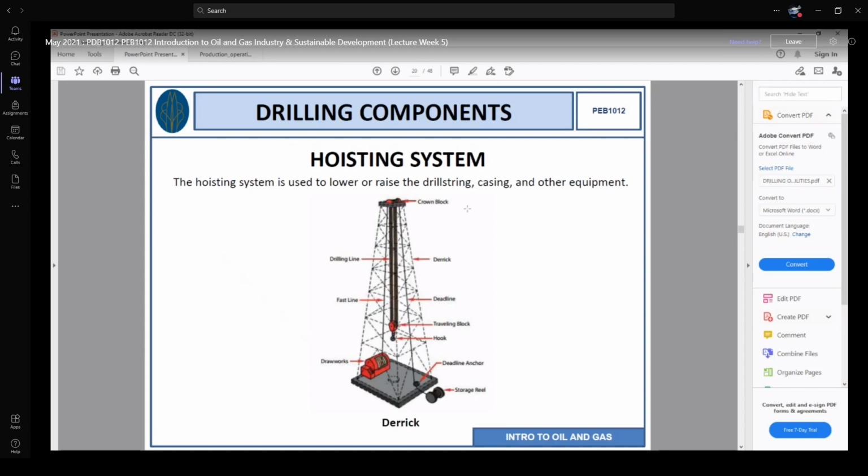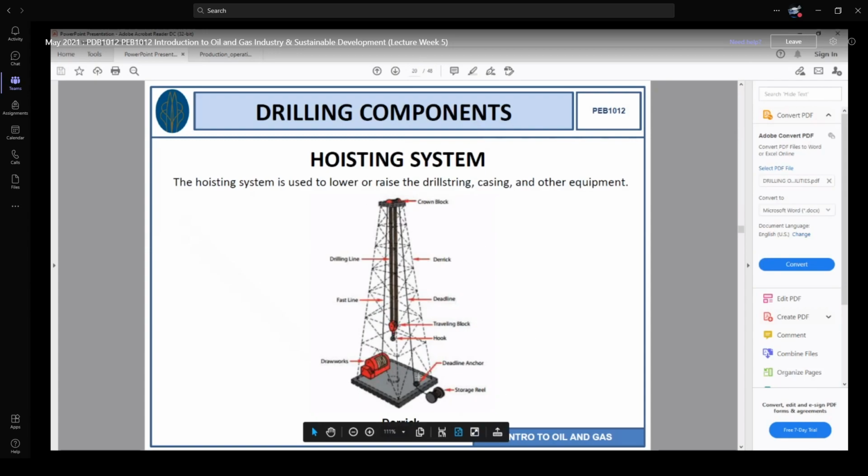Hoisting system, from the name you can see, hoist means getting things up and down, taking them up and lowering them down. What? The drill string, right? The drill string has to move up and down. So we need one system which can perform this job, and it is called the hoisting system, right? If we have a drill string, a casing, or other equipment that has to be raised up or lowered down, this system is required.